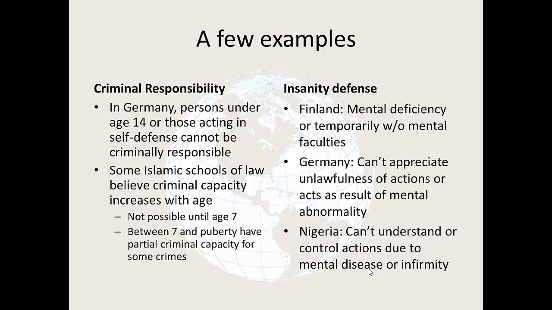biological characteristic. So under most of the Islamic schools, it's not possible to be criminally responsible until you've reached the age of 7. And then between the ages of 7 and puberty, there is seen as being some partial capacity for criminal responsibility for some types of crimes. And again, we see this in many of the other countries of the world where you have a minimum age of criminal responsibility, which might be 7 or 10, and then an age at which juvenile court jurisdiction stops, which might be 17 or 18.